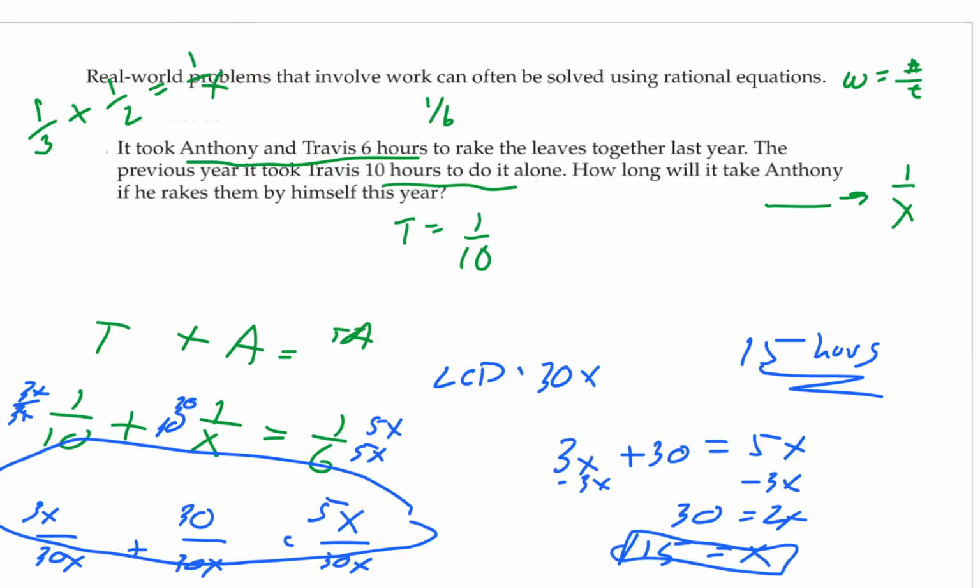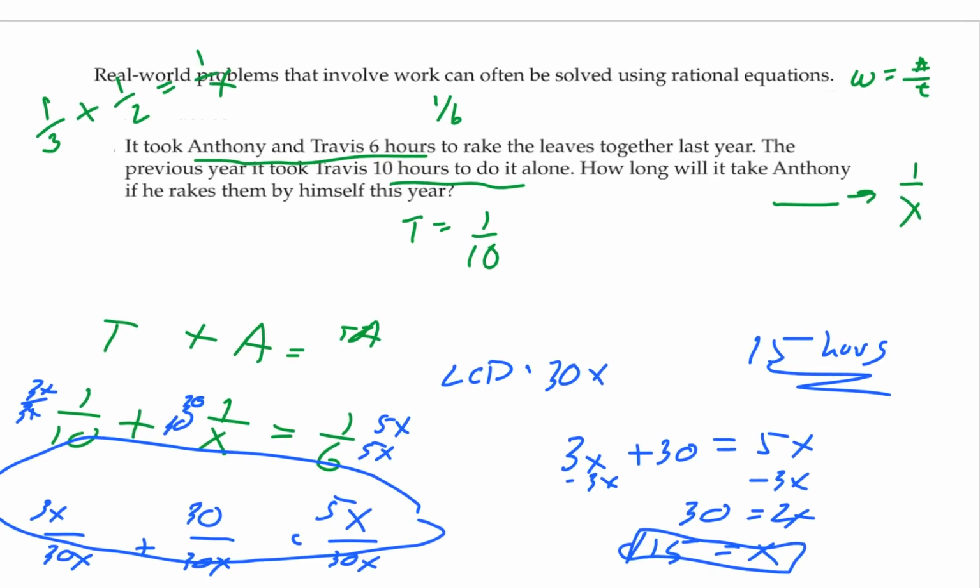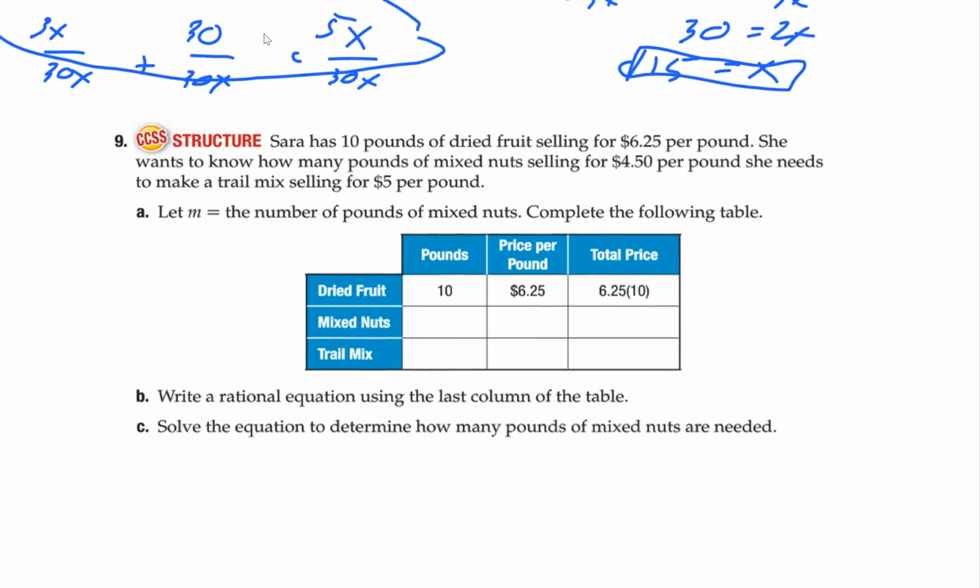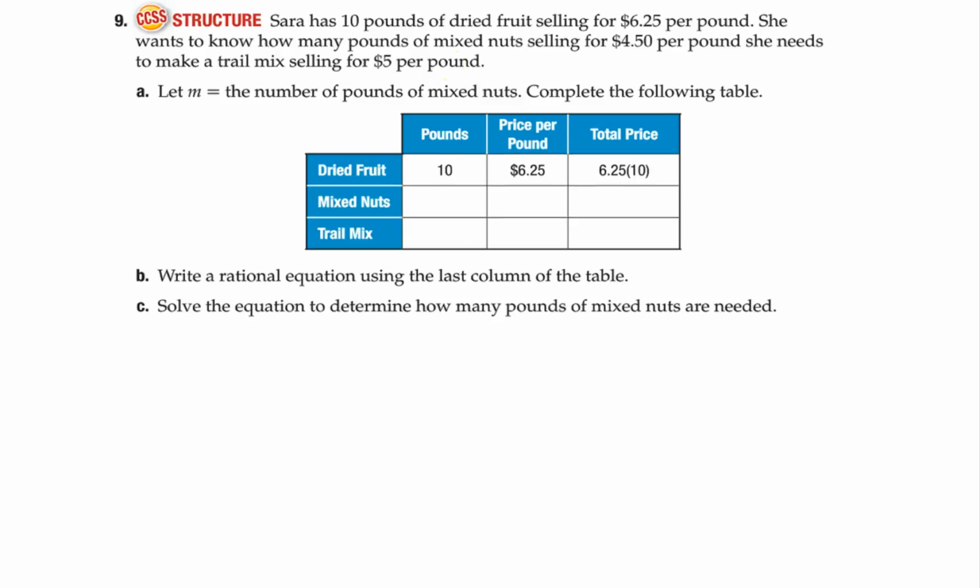That's how you do work rate problems. You just add the rates together to get their total rate. So now let's go back and review a couple of these. Let's review the mixture problem.